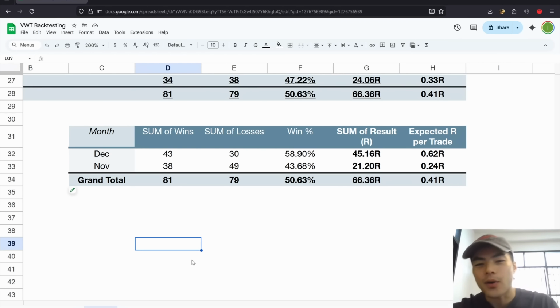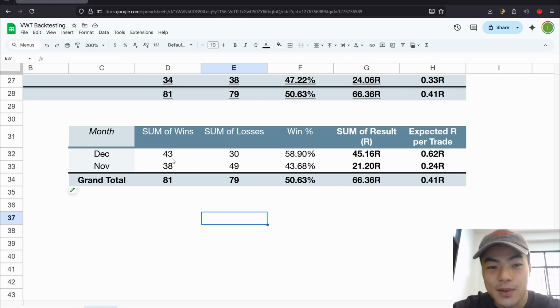So I won't go over the whole backtesting process because I just did a 1 hour video on that a few days ago. So if you want to see how I go about backtesting and how I got the results, especially for December, then you can check that out. But this would just be an analysis of the results.